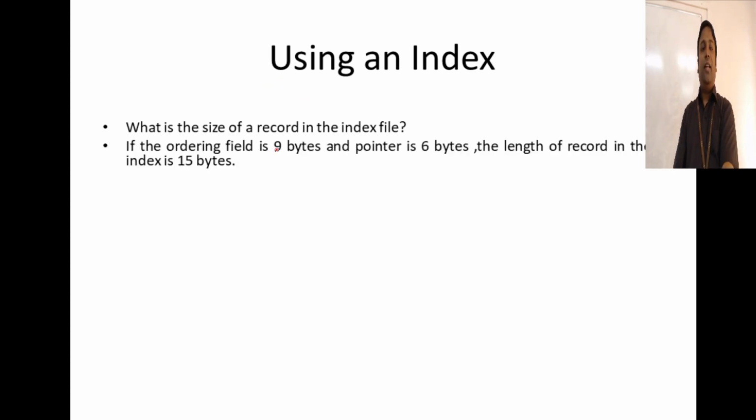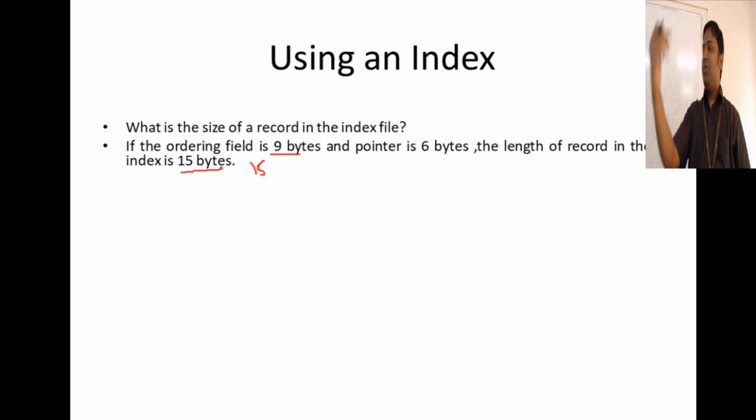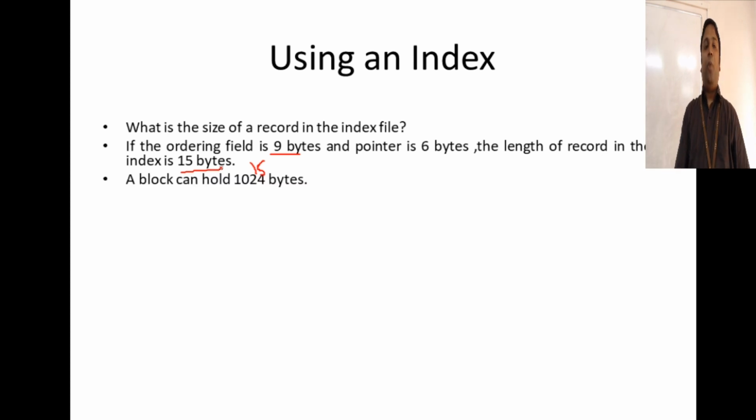We'll assume some sizes here. For my primary key, I give 9 bytes. For my pointer, I give 6 bytes. The size of my index entry is 15 bytes. So that's what is given here. For every record in my index file, it's 15 bytes. A block can hold 1024 bytes. See, it's common, right? For index or anything, the block will always hold 1024 bytes.